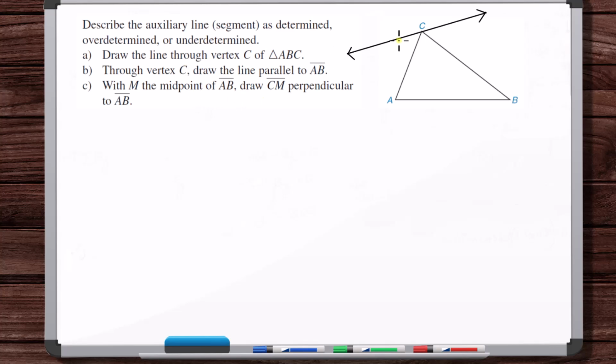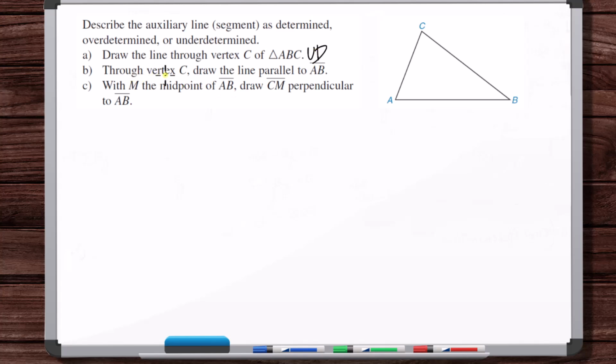Okay, would this line here be determined, overdetermined, or underdetermined? It would be underdetermined, because if all we drew is a line, if we just said there's a line that goes through point C, well, what line? There's an infinite number of lines that go through point C. We haven't fully described this line to where it's one unique line. We could be talking about this line. What line are we talking about? There's an infinite number of lines that go through point C. So in this case, it's underdetermined.